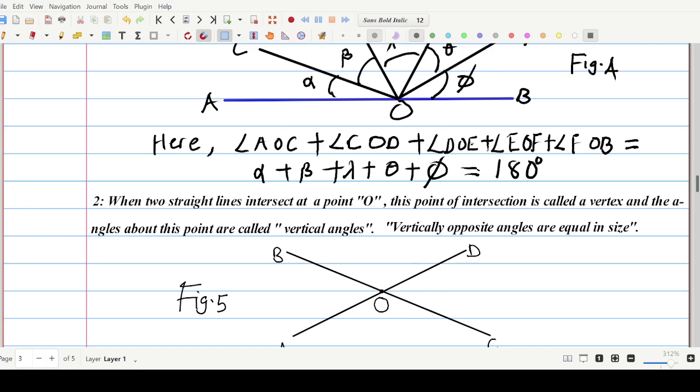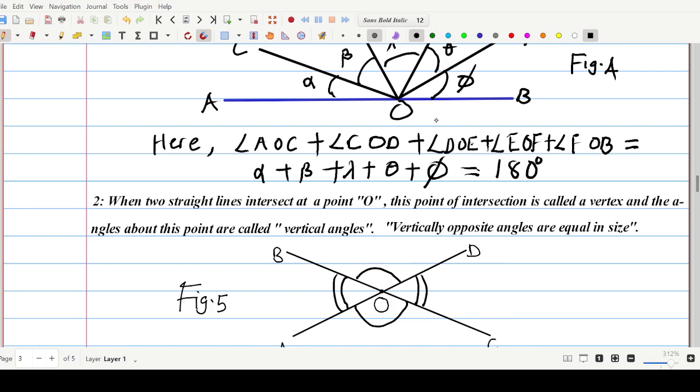All right. For example, let me illustrate with this. You see this angle here? It's a vertical angle because it's about this point O. Why this one is a vertical angle? But they are opposites. Because they are opposites, they are equal in size. So it's a fact that vertically opposite angles are equal in size. So that should be taken into account. Very, very important. Vertically opposite angles are equal in size.